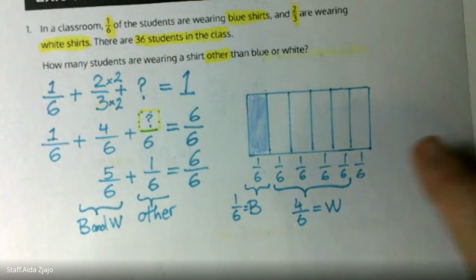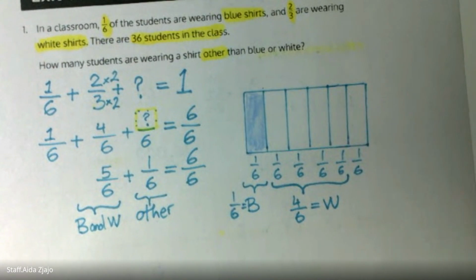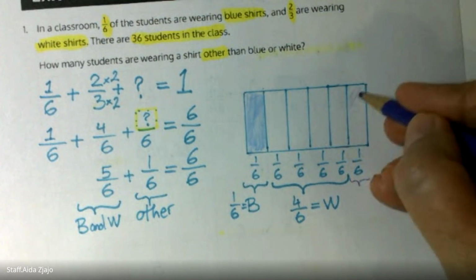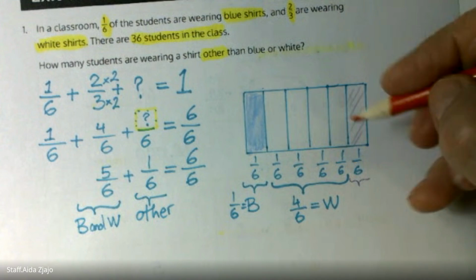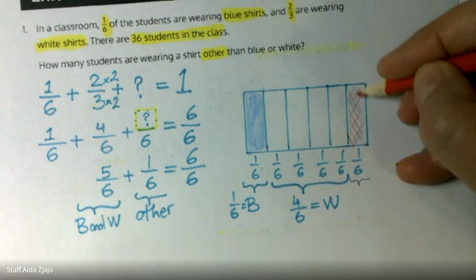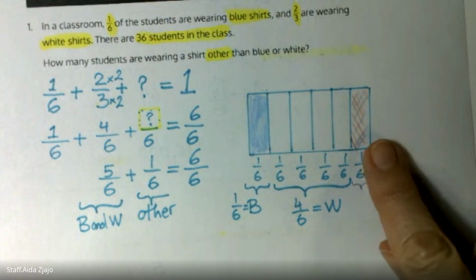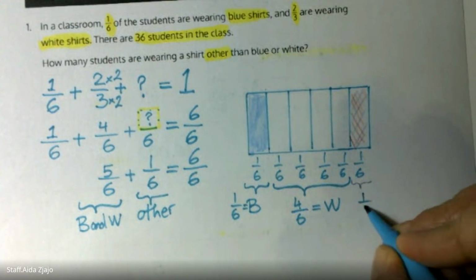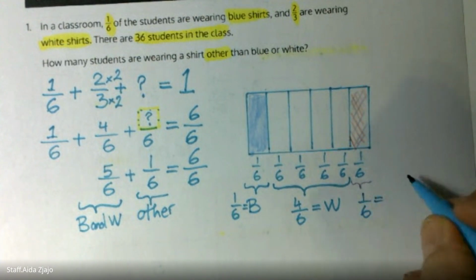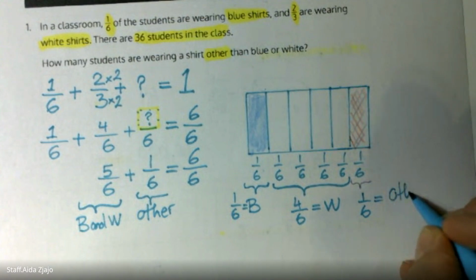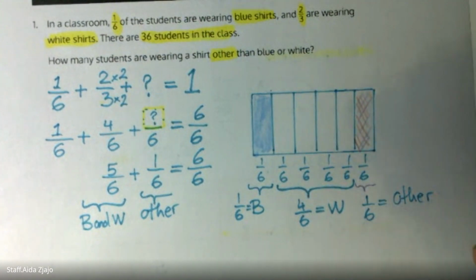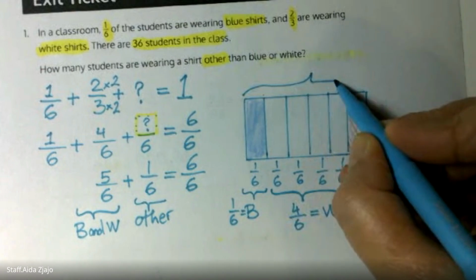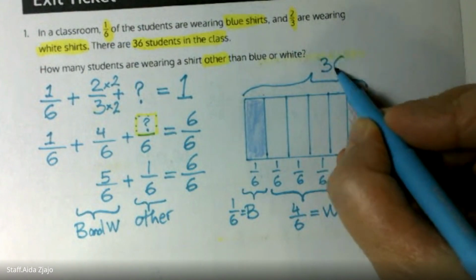And then the rest, 1/6, is other. So I'm going to make it a different mixed color. Let's see, a little bit red. So that represents other colors. So 1/6 is other colors. Okay, now this whole represents the 36 students.